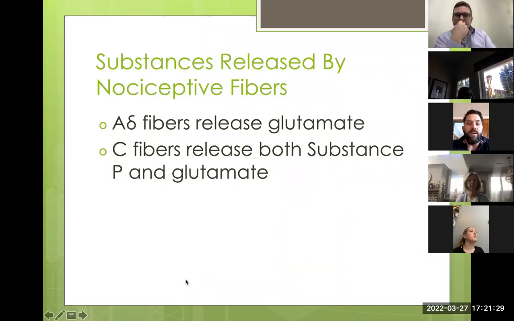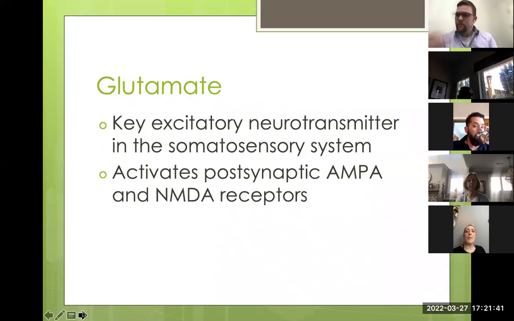So, the substances released from your nociceptive fibers: A delta fibers release glutamate, and C fibers release substance P and glutamate. Glutamate is your key excitatory neurotransmitter in the somatosensory system. It activates AMPA and NMDA receptors, NMDA receptors being very important to us anesthesia providers.